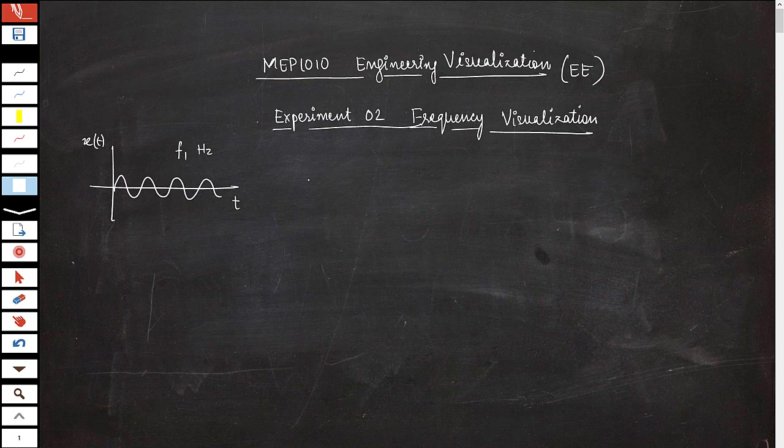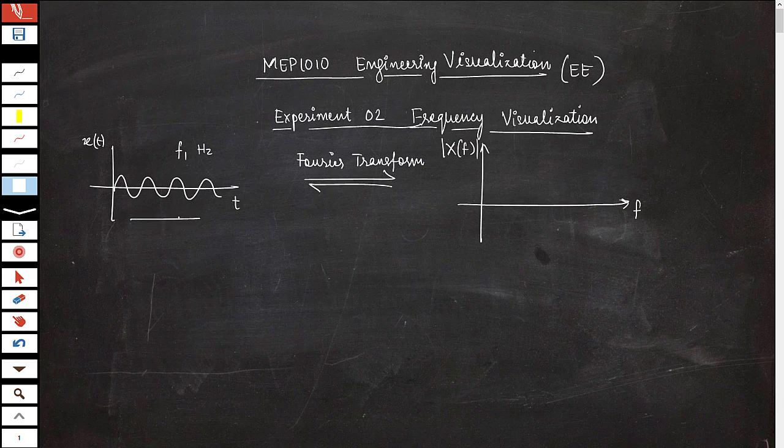By using a tool called Fourier transform, we can actually convert this signal into the frequency domain. So the horizontal axis becomes f, the vertical axis is now mod of capital X of f. Okay. So capital X is the frequency transform of small x(t). By using Fourier transform, we can actually find what frequencies are present in this signal.